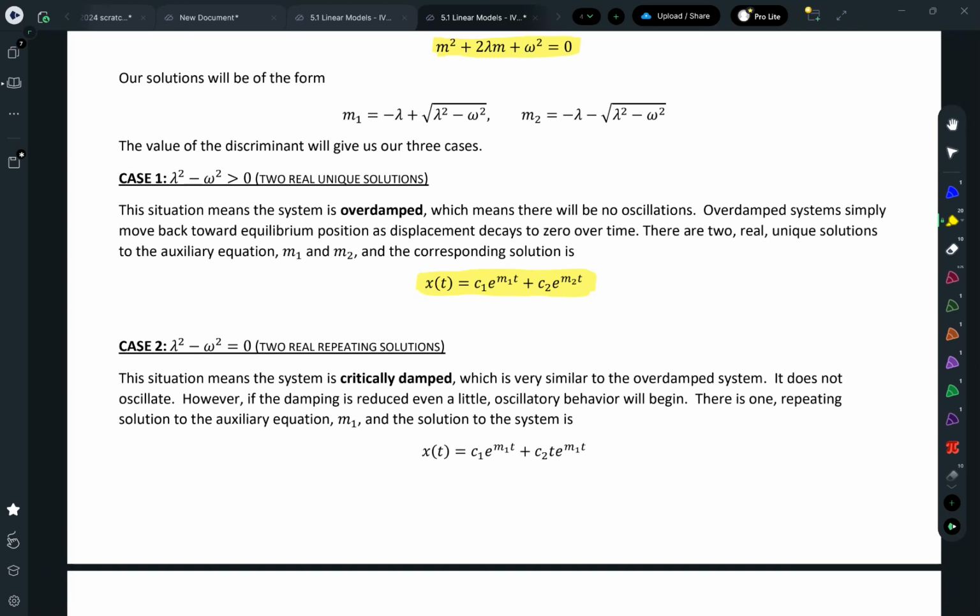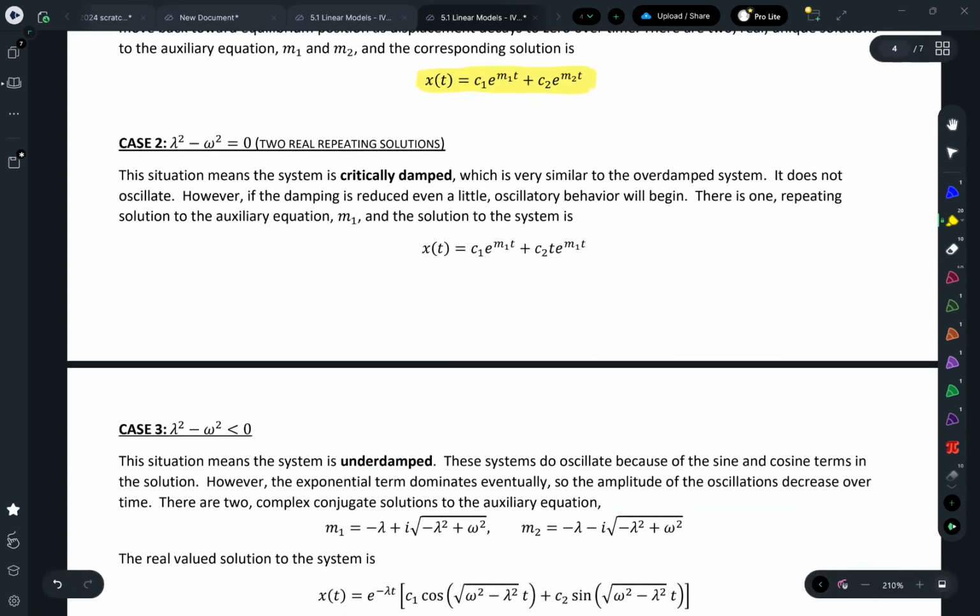And the physicality that's happening here is that the system is critically damped. And that's very similar to the overdamped system. It does not oscillate. However, if the damping is reduced even the slightest bit, oscillatory behavior will start. Okay, so it's that your damping constant is like putting you right on the boundary between no movement and oscillatory movement. So when we have that one repeating solution, the form will be x of t is c1 e to the m1t plus c2t e to the m1t.